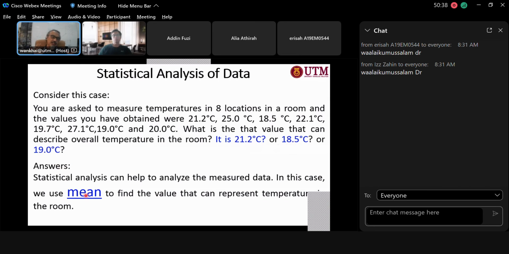The answer, well, depends on what you want. Statistical analysis can help to analyze the data. In this case, we use the mean. Probably we have a room and we want to use it as something that is on average. So we use the mean.